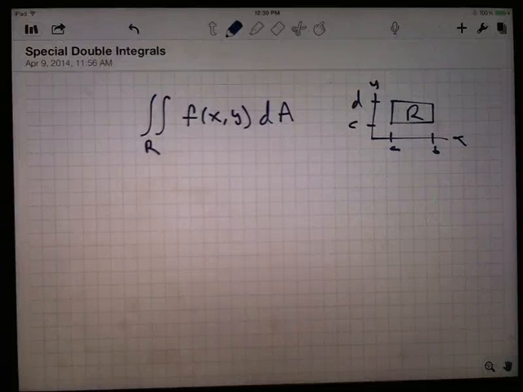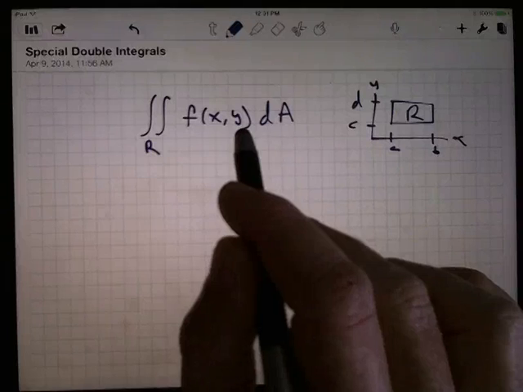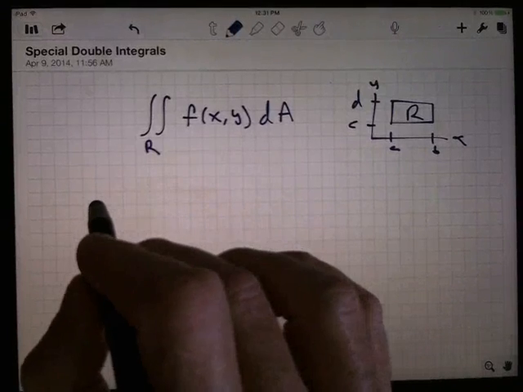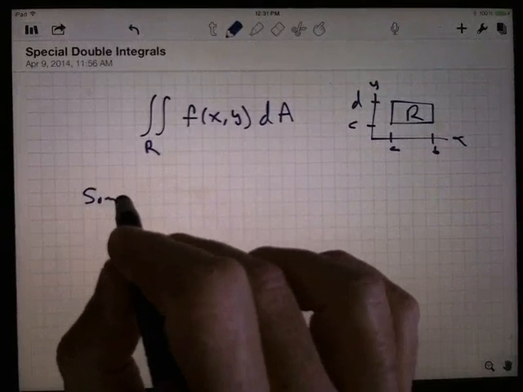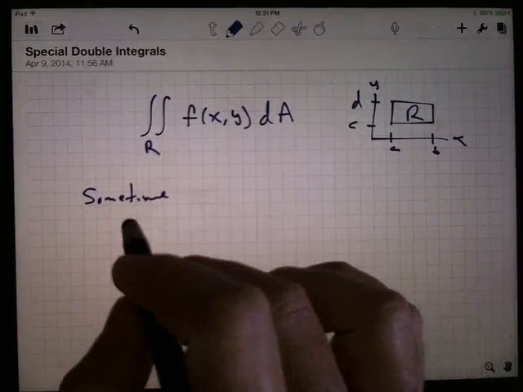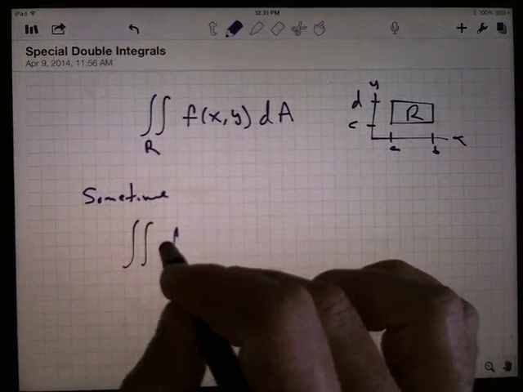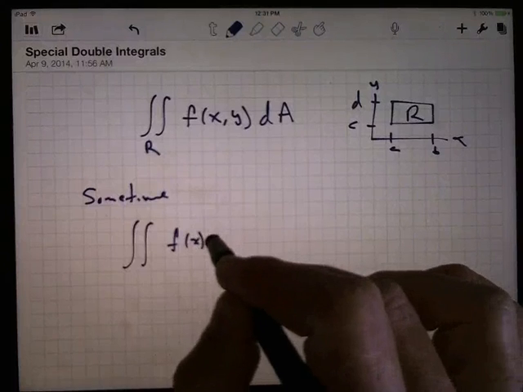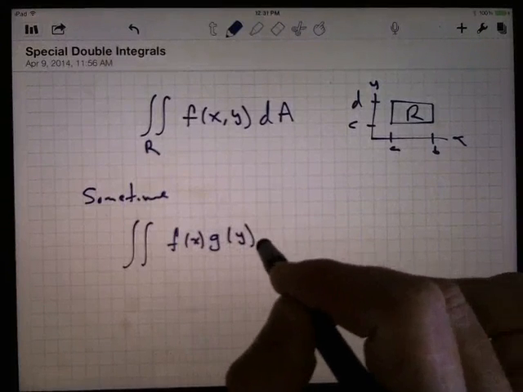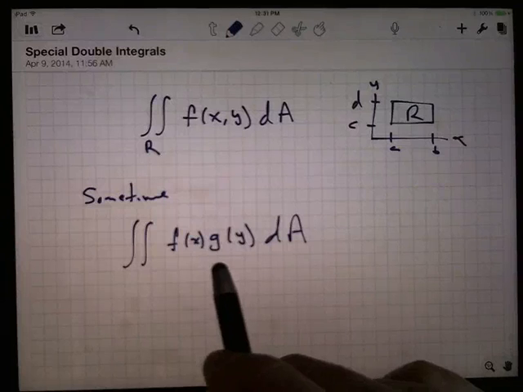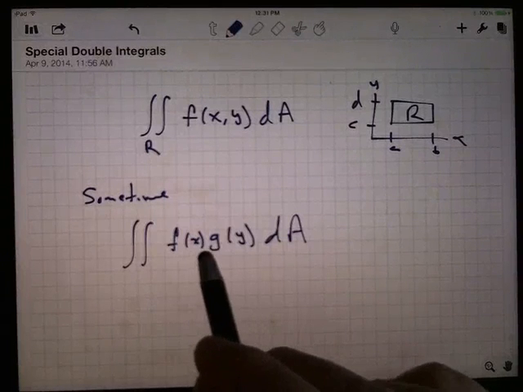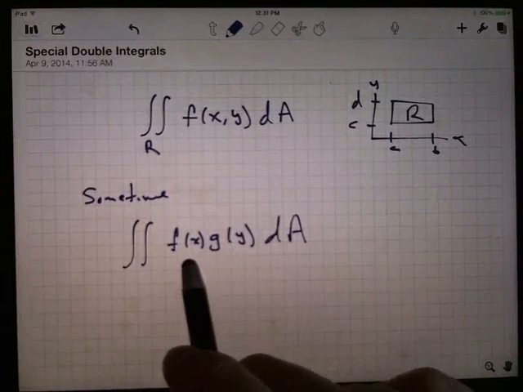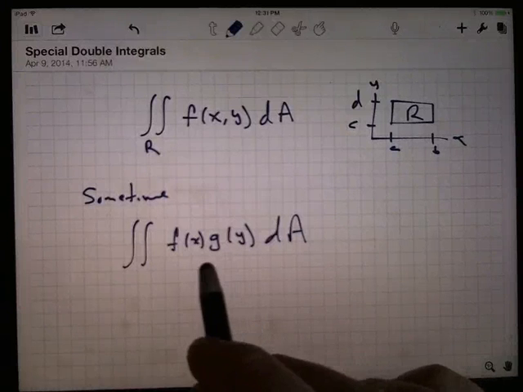Every once in a while, you get a really special case, in that the function of x and y can actually be written this way. So this is not always, this is only sometimes, right? The thing that you're integrating is actually some function of x times some other function of y, right? It can be written as a product of two functions, one just a function of x, one just a function of y, okay?